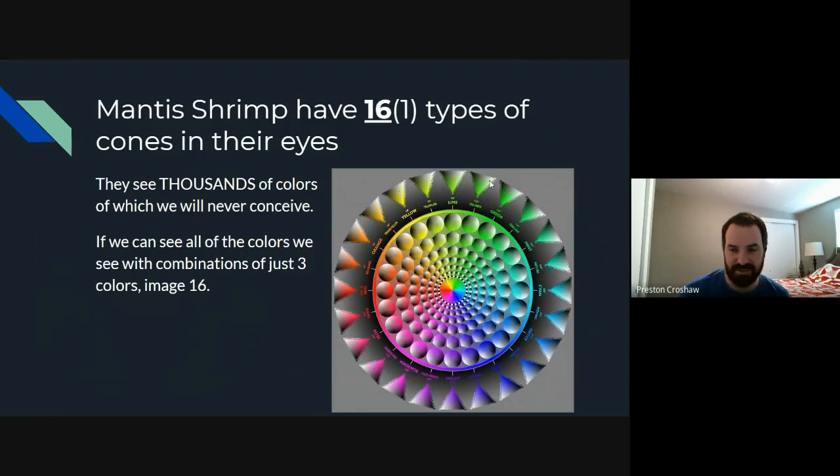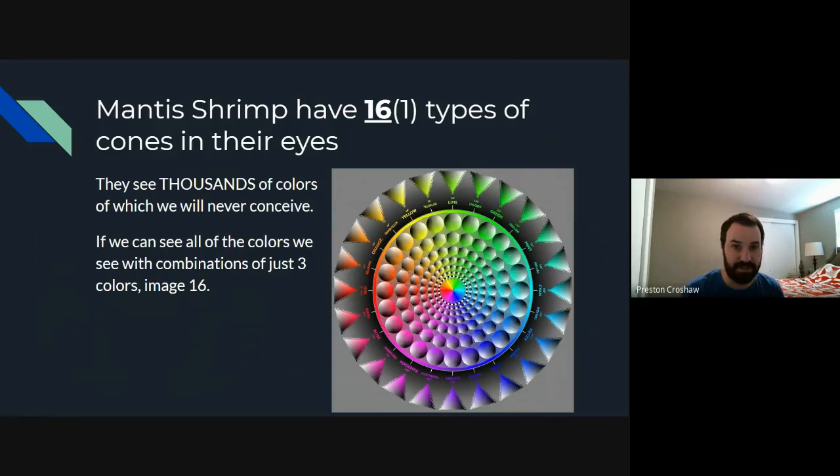This image here is obviously not what they see. I just tried to find the trippiest color wheel I could find, because we can't really imagine colors outside of our visual range, because we've never experienced anything other than our visual range.